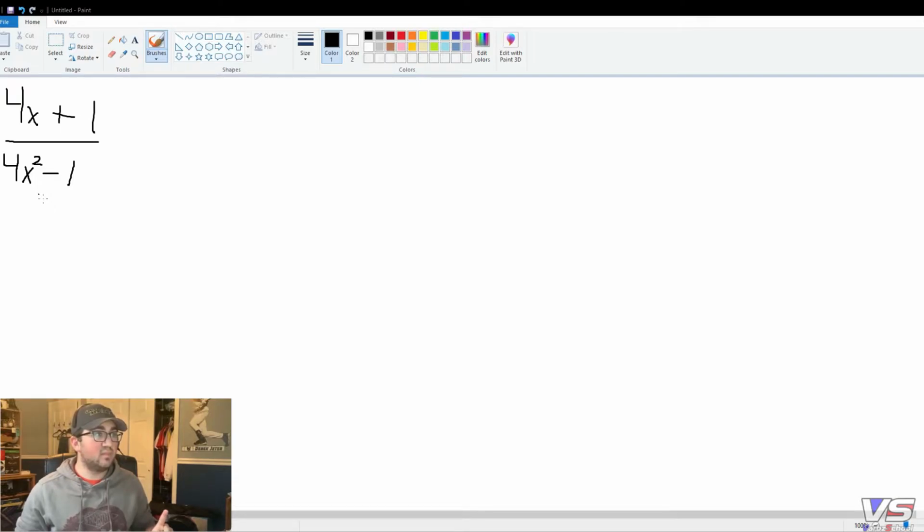Now, looking at the bottom, we have 4x squared minus 1. Now, we want to break 4x squared minus 1 up into as many pieces as possible. What we want to happen is we want to have a over something.